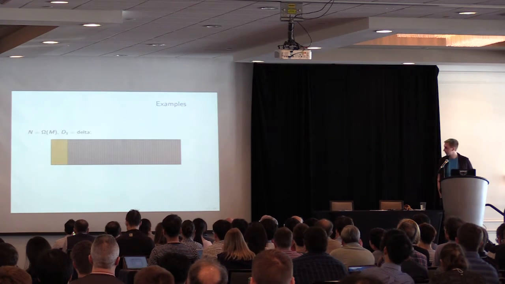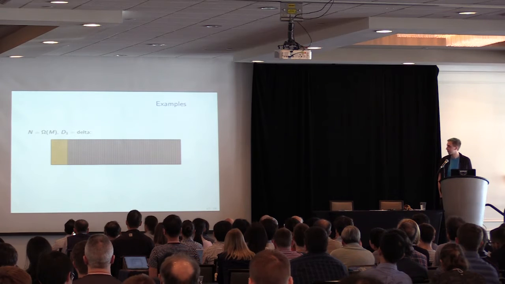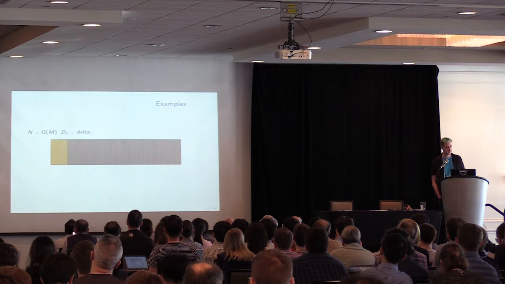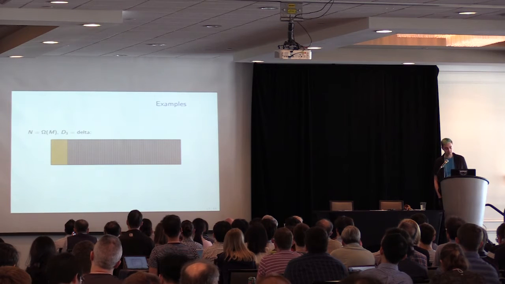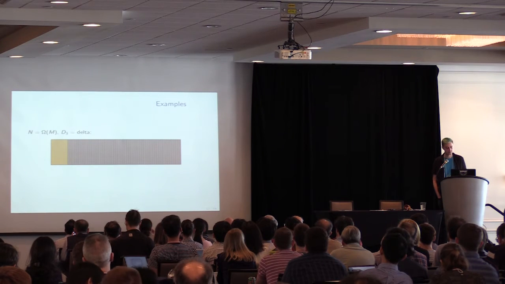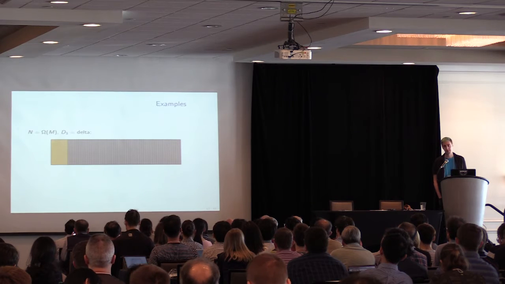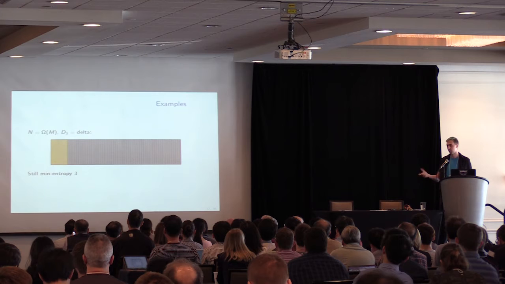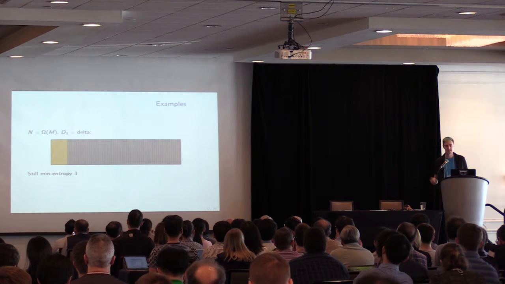We can also think of somewhat crazier distributions. For example, distributions where there is one element that's relatively likely to be picked, and then quite a few elements that are negligibly likely to be picked. So you require a very, very large codomain in this case. But it still just has min entropy 3 because the most likely element to be picked has probability 1 over 8.